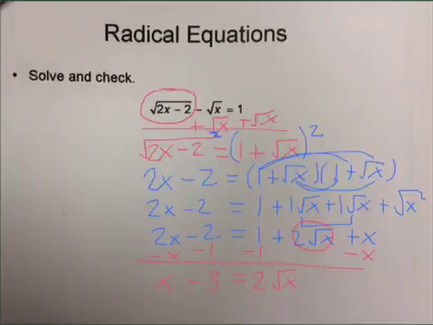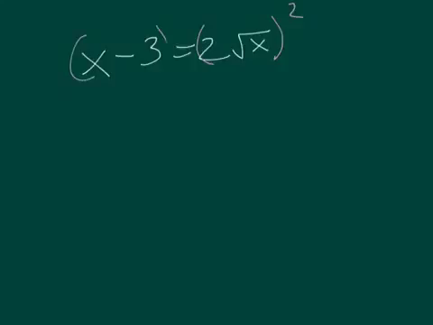So here's where we're at so far. So now we ask ourselves again, how do I get rid of a square root? And it's by squaring it. So let's move on to a new slide. And so I'm at x minus 3 equals 2 root x. So I'm going to square the right-hand side. Whatever you do to one side, we do to the other side.